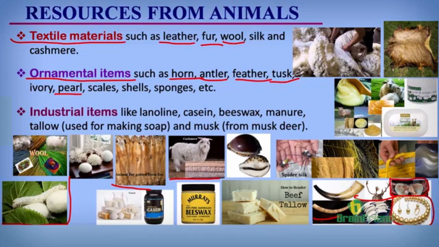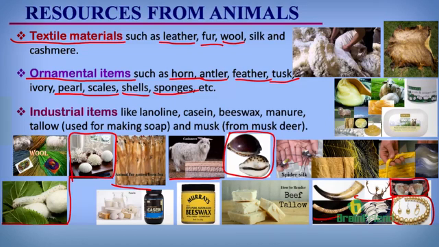We have scales, shells. An example of a shell that is used for ornamental purposes is the cowries, which we use for different purposes. We can use them to beautify our hair. We also have sponges that are used for decoration. We use them to decorate our offices, our houses, and so on.